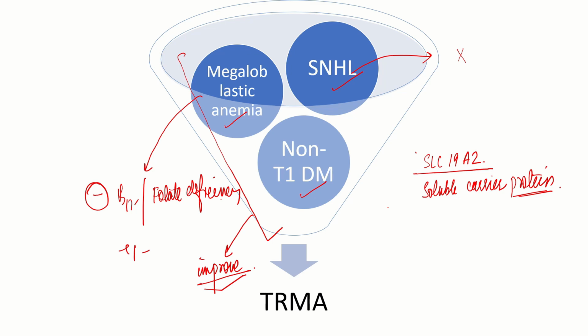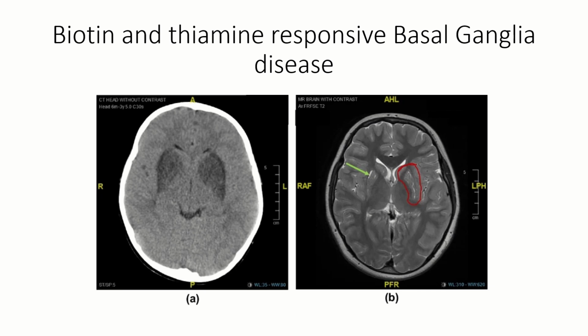The next disorder is biotin and thiamine-responsive basal ganglia disease. There is a carrier protein involved in this. The defective carrier protein here is called SLC19A3, again a soluble carrier protein of thiamine. Back there we had SLC19A2, here we have SLC19A3. This disorder is characterized by recurrent episodes of acute or subacute encephalopathy.